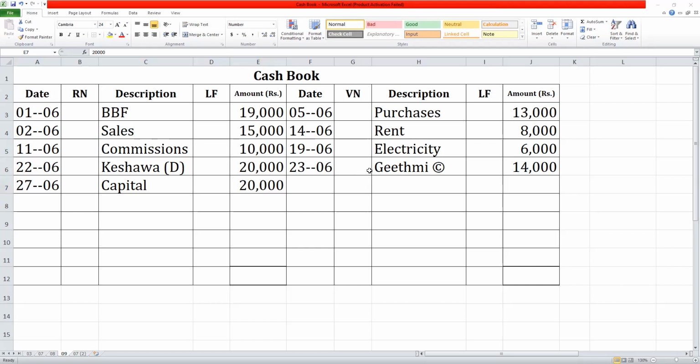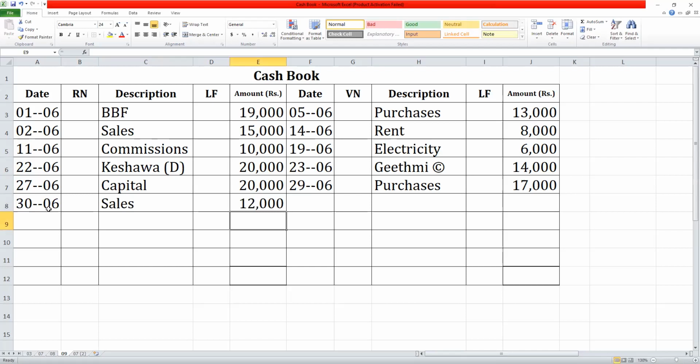We have two more transactions, again in purchases and sales. The next date is 29th of June. Purchases, 17,000. Describe the transaction. Okay. The last is 30th of June. Sales, right? It is 12,000.